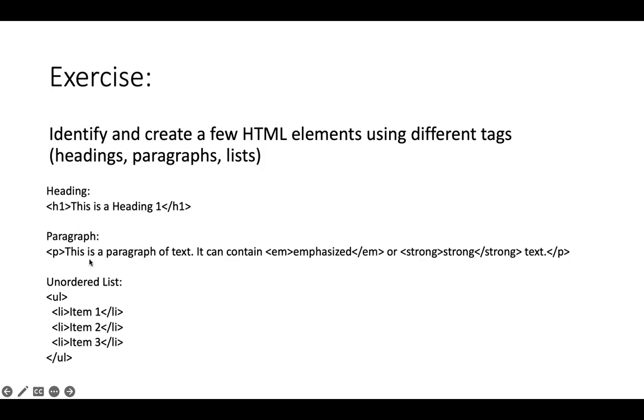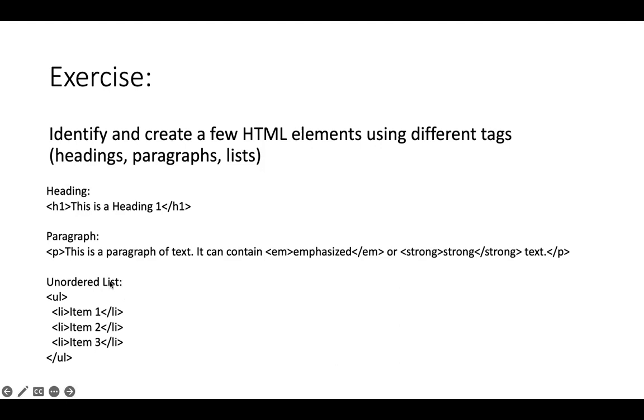Then this is how we can give the paragraph. P is the tag, and here we have the closing tag. Within that, you can see we have used em and strong. Strong means bold, so this strong word will be bold. And this is emphasized, so this one will be italic.